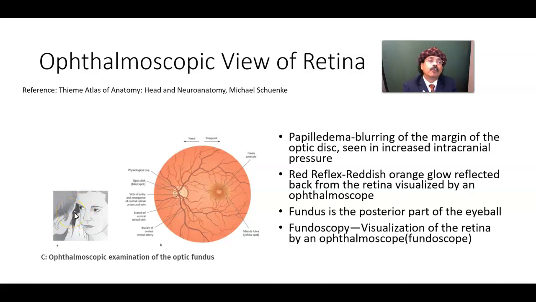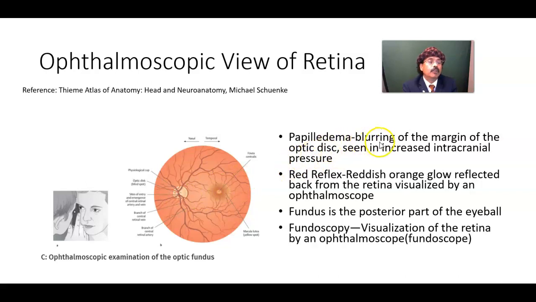Ophthalmoscope is also called fundoscope by the ophthalmologist. And this part, what we visualize, we call the fundus. So by fundoscopy we can look at the retina. This is the fundus, the expanded part. What we look for is papilledema, blurring of the margin of the optic disc. Here, this is normal, very nice margin, so there is no papilledema.